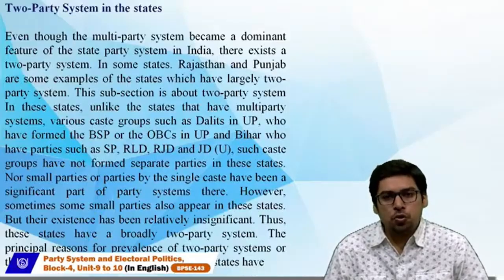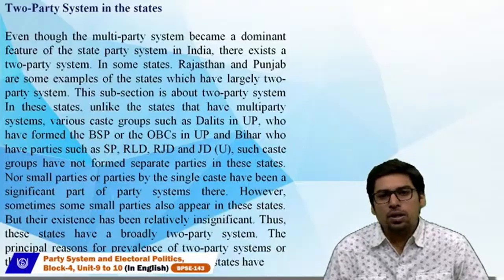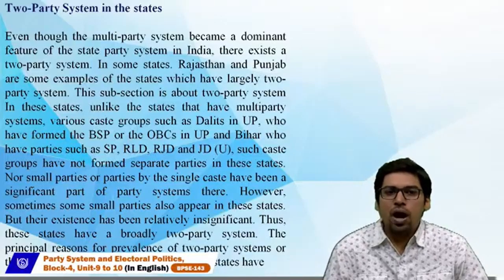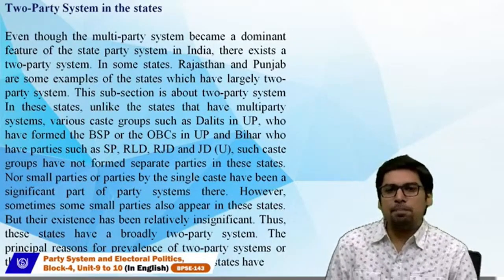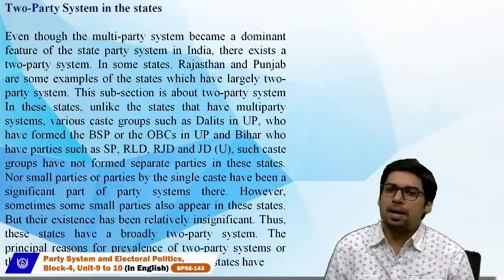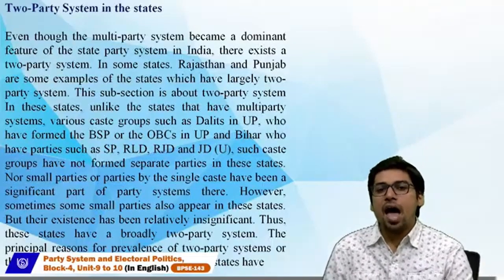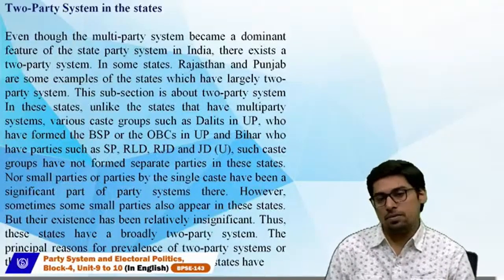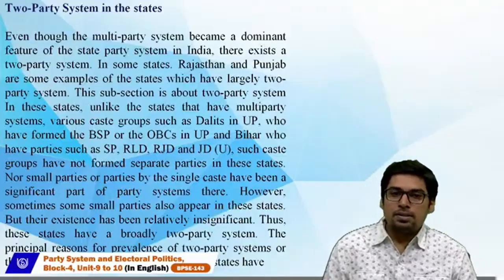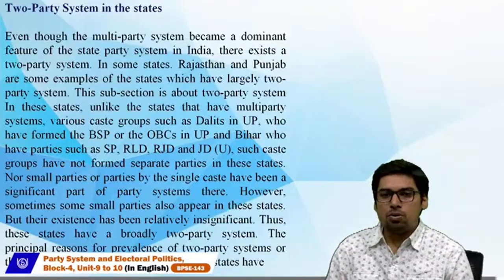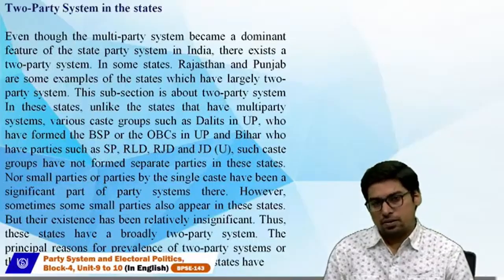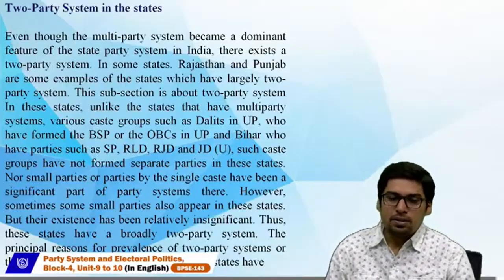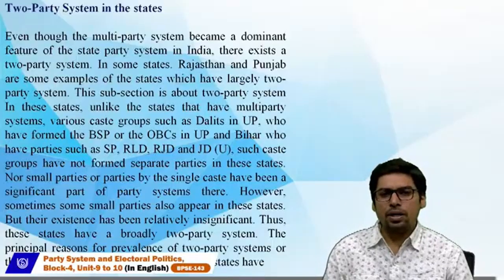This subsection is about the two-party system in these states. Unlike states that have a multi-party system, where various caste groups such as Dalits in UP have formed the BSP, or the OBCs in Uttar Pradesh and Bihar have parties such as SP, RLD, RJD and JDU, such caste groups have not formed separate parties in these states, nor have small parties or parties of a single caste been a significant part of the party system there. However, sometimes some small parties appear in these states, but their existence has been insignificant. These states have a broadly two-party system.